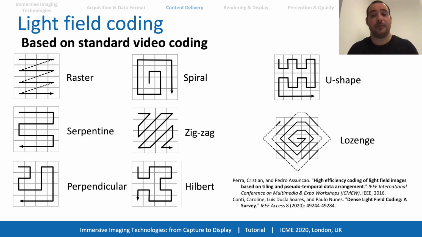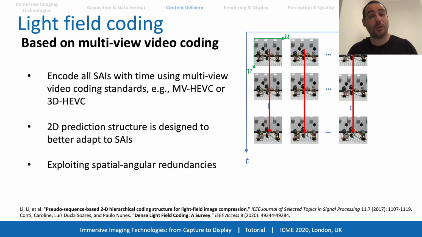There are also light field coding techniques that use multi-view video coding standards, such as MV-HEVC or 3D-HEVC. In these techniques, a 2D prediction structure is designed to better adapt to subaperture images. Therefore, both spatial correlation within an image and the correlation between subaperture images are exploited.